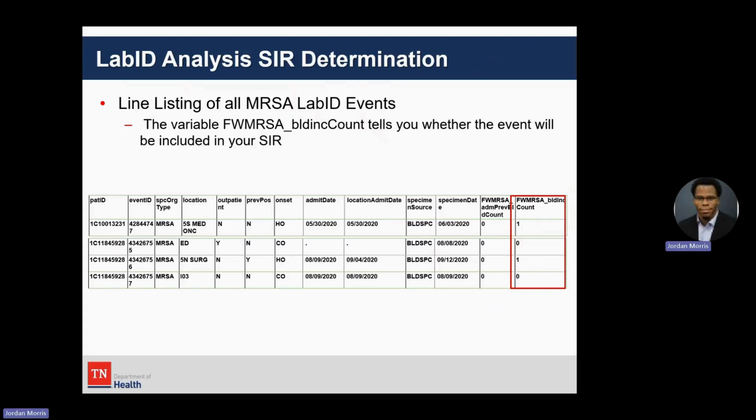In the last variable, it gives you a value of 1 or 0. And the value of 1 means that this event will be included in your SIR calculation. And if you have 0, it will not be included.